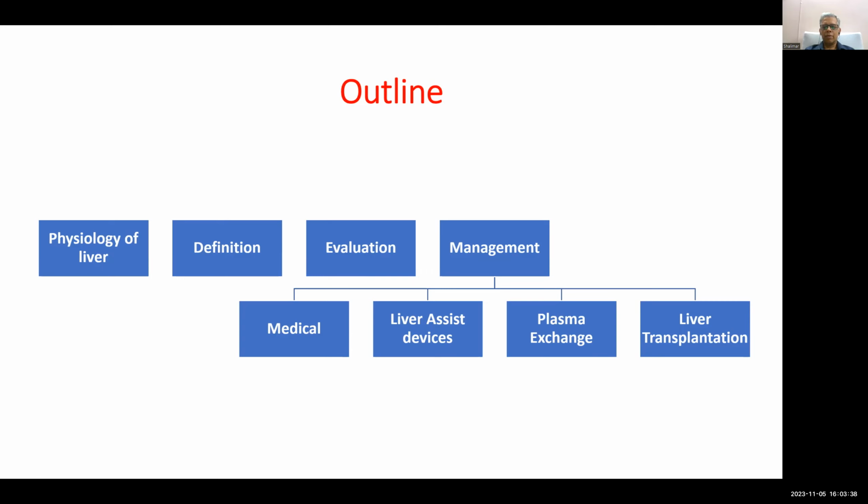Then in the end, I'm going to take you through the management strategies which are available with us for managing this disease. In that, I'll talk to you about the medical management, the liver assist devices, upcoming modalities of therapy which have shown some promising results, including plasma exchange, and the definitive treatment of acute liver failure, which is liver transplantation.